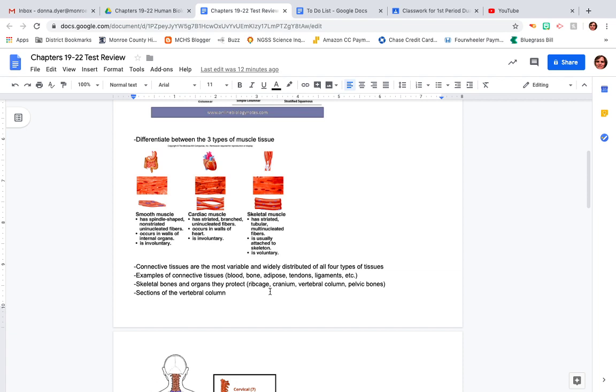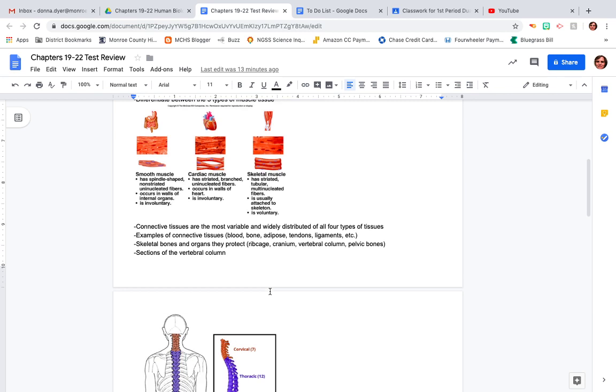A little bit about connective tissue. Connective tissue is the most variable and most widely distributed type of tissue in our body of all 4 types. There are lots of different types, including blood, bone, and fat, as well as tendons and ligaments. So again, highly variable. And that would be the main information that you would need to know about the 4 types of tissue that we learned about.